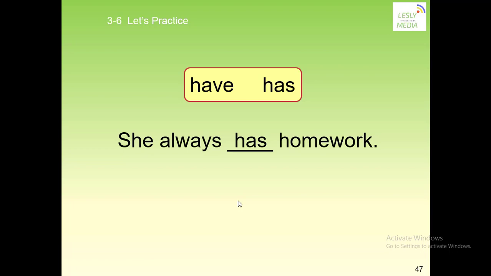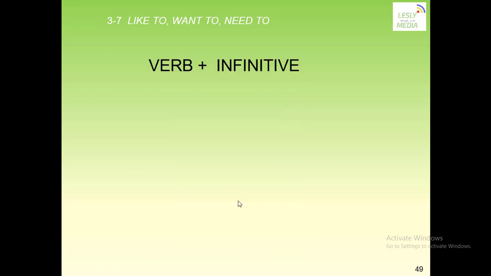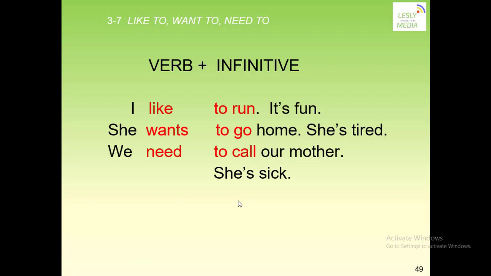Okay, next. Right now we are going to learn about like to, want to, and need to. I like to run. Okay, I like to run. It's fun. Like here is a verb. And here, infinitive. Infinitive artinya kata dasar. Yaitu ditambahkan to plus verb one. Jadi, to run, to go, to call. It's called infinitive. She wants to go home. She's tired. We need to call our mother. She's sick. Okay.